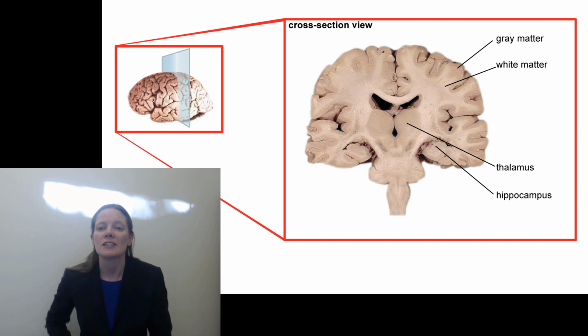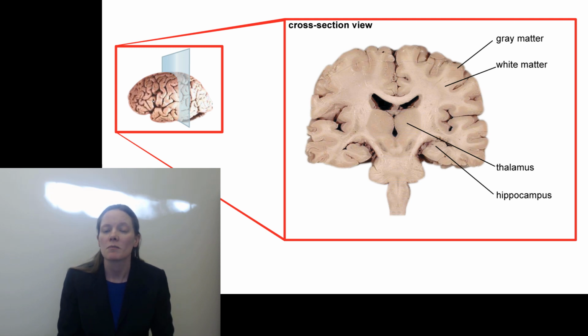Here we have a picture of a slice through the brain, allowing you to see some of those internal structures. The first thing you'll notice is that there are two different colors of brain tissue. The darker parts are called gray matter, and that's where the cell bodies of the neurons are located. The lighter parts are called white matter. They're mostly composed of axons running from one brain area to another. And the fatty myelin coating around the axons is what makes this portion of the brain appear lighter.